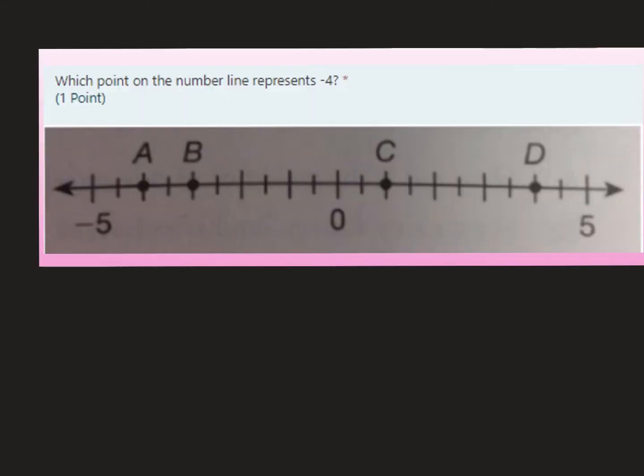Which point on the number line represents negative 4? Well, if you notice each of these intervals, it's actually going by halves. So this would have been 1/2. This would have been 1, 1 and 1/2, so on and so forth. Same thing for the negatives. So here's negative 1, negative 1 and 1/2, negative 2, negative 2 and a half, negative 3, so on and so forth, till you figured out that letter A, or point A, was at the point negative 4.